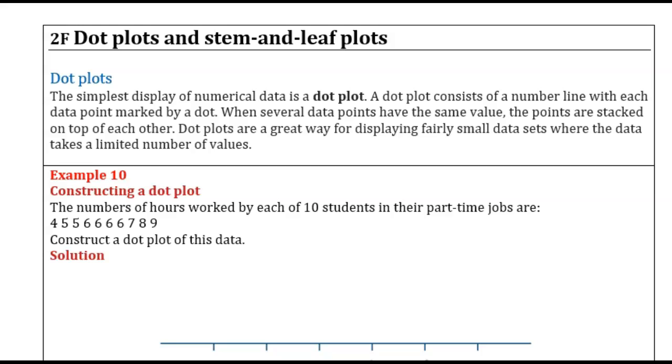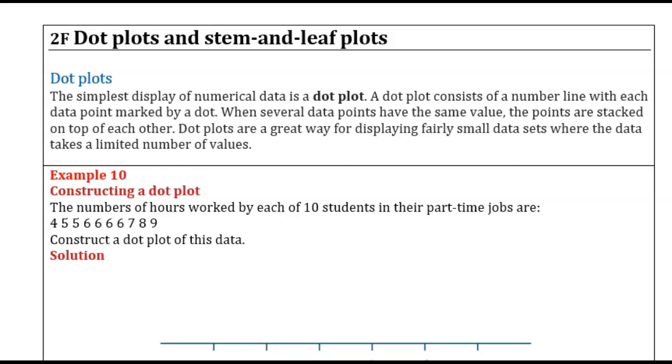Okay, let's get started. So dot plots. Basically, the simplest display of numerical data is a dot plot. A dot plot consists of a number line with each data point marked by a dot. When several data points have the same value, the points are stacked on top of each other. Dot plots are a great way for displaying fairly small data sets where the data takes a limited number of values.